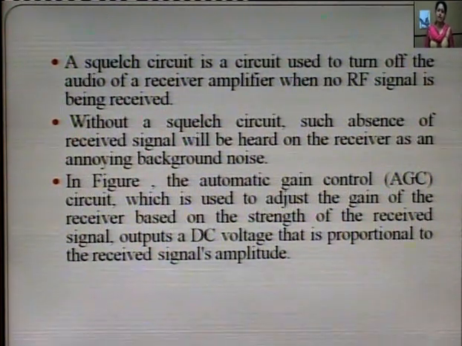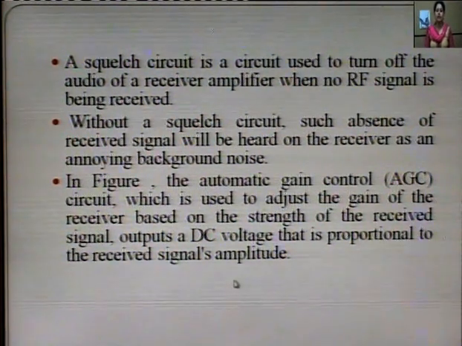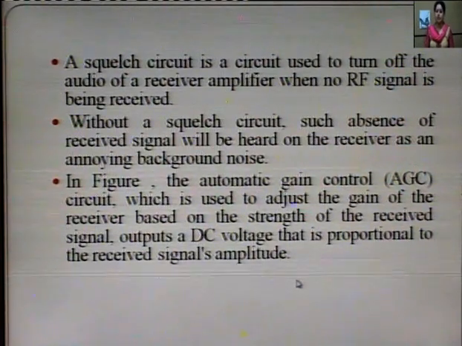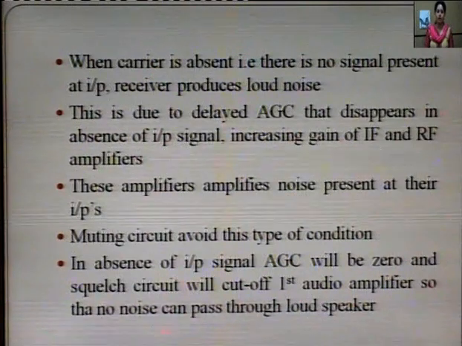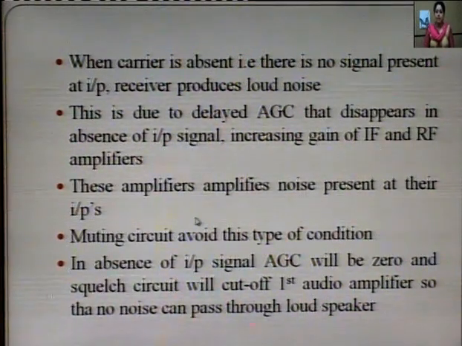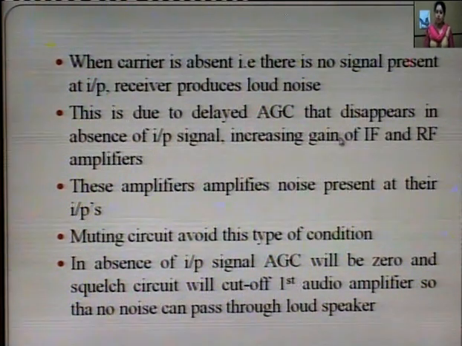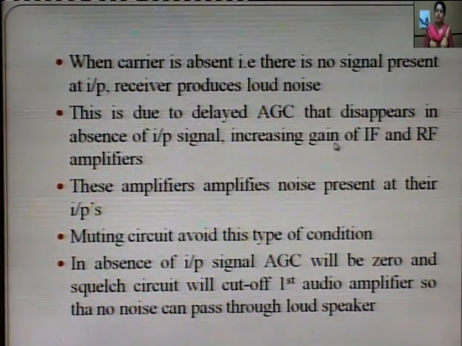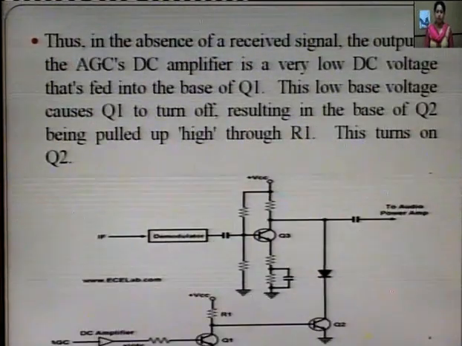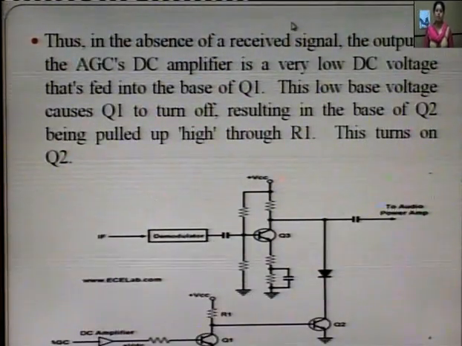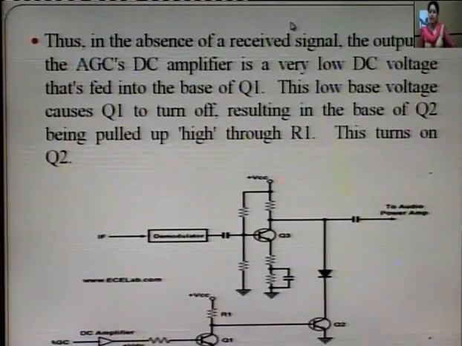So for this, AGC, which is used to adjust the gain of the receiver based on the strength of the received signal, outputs a DC voltage that is proportional to the received signal's amplitude. When the carrier is absent, there is no signal present. This is due to delayed AGC. So this can be overcome by your muting circuit. This is the basic two-point description of how it is overcome.